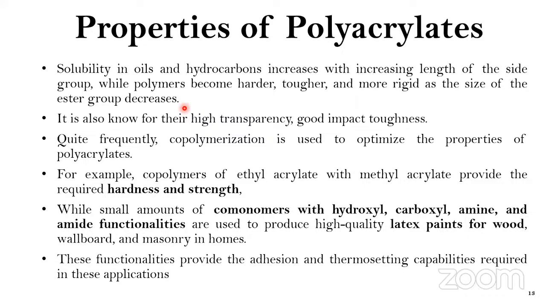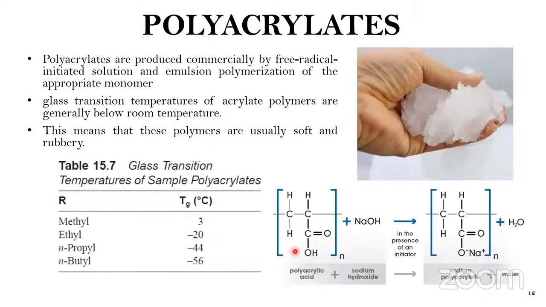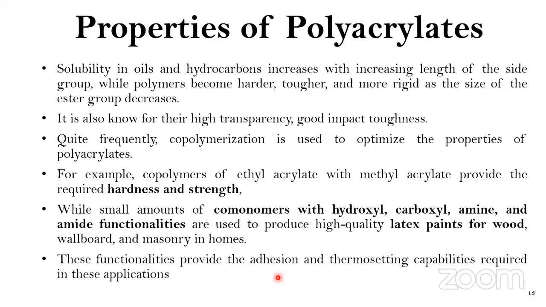And again, whatever the functional groups I have explained. So solubility in oils and hydrocarbons, or you can say hydrocarbon solvents, is there for acrylic polymers because of the side chain group. Side chain group means which? This one. Have you observed this? Yes, sir. Is my voice clear to all of you? Yes. So that is your side chain group. As the side chain group size decreases, the polymer becomes more rigid, tougher, or harder.